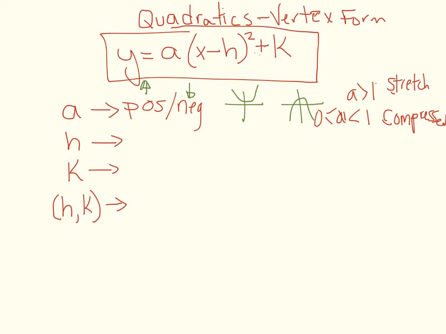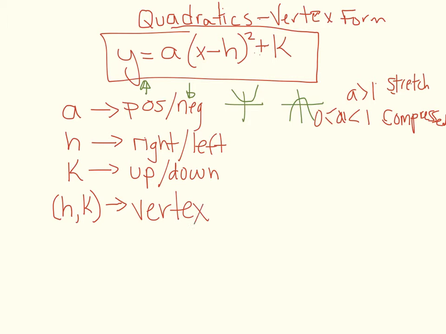H we talked about, it represents whether the parabola is getting moved right or left. And K, we said if a parabola is being moved up or down. So when we combine K and H together, that gives us our vertex. And that's always our starting point when we're graphing from this form. We're going to graph our vertex first.